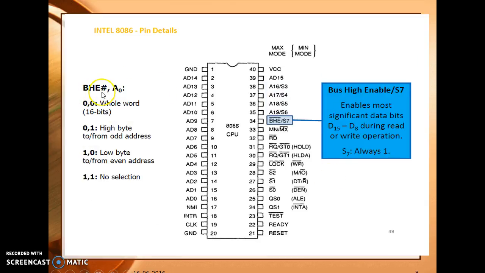Then BHE, bus high enable, is used to select whether it is an even order address or odd order address. Here you use BHE as well as A0. 00 means whole word, the 16-bit data is going to be read. 01 means high byte from odd order address, 10 means low byte from even address, and 11 means no selection.